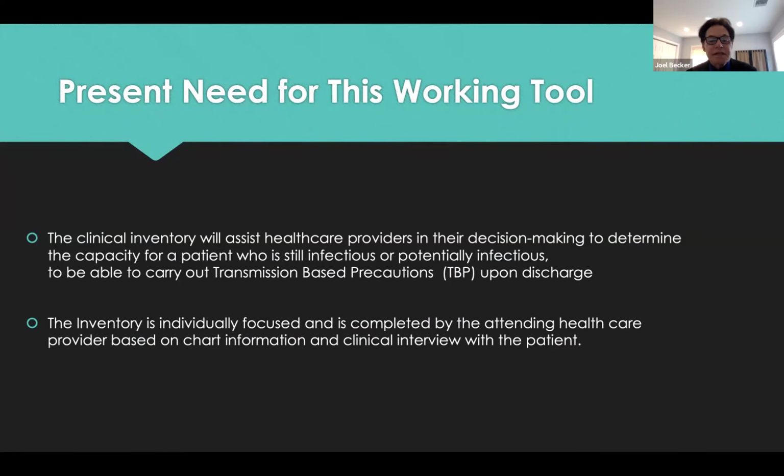The inventory itself is individually focused, and it's completed by the attending healthcare provider. So this could be the attending physician, potentially a specialist, or the nurse who's assigned to that patient, and it could be used in a collaborative way so that several people could rate the patient. I'm working on a way to conglomerate those ratings into one, so that we can have a multiple-rater form that could be even more powerful, because now we have several people rating this patient on specific items that, of course, I'll get into, that comprise this inventory.